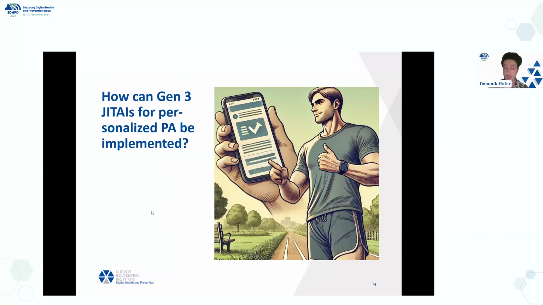Brilliant. Thank you so much, David. Yes, so we're going to talk about how we can implement large language models for personalization.